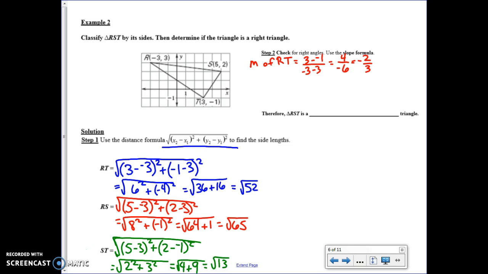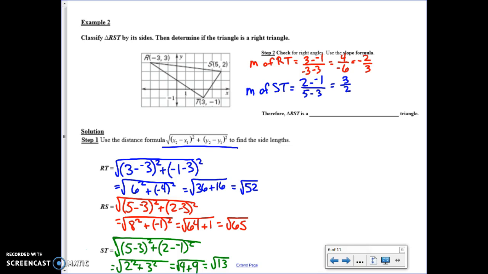Okay, then I'm going to try the same thing with the slope of ST. So take my y values. I'm doing 2 minus a negative 1 over 5 minus 3. So 2 minus a negative 1 is 3. 5 minus 3 is 2. Now recall, opposite reciprocals means one's positive, one's negative, which they are, and the fraction has flipped over, which also happened here. So yes, we have a right angle.